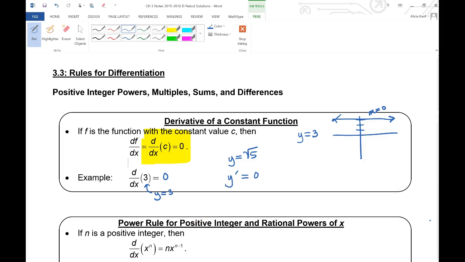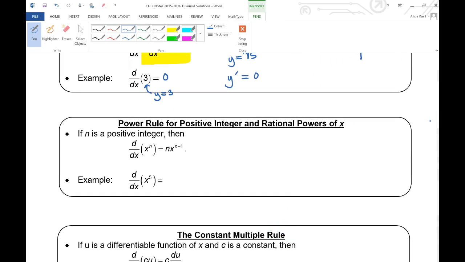Okay? Power rule. This is a big one. This is probably the most commonly used one. It says if we have x to a power, we're going to move the power to the front, so n goes to the front, and then we take one away from the power. Here's our example. We take the derivative of x to the 5th. That becomes 5x to the 4th. Now remember, when we did this before, this would have been a nightmare to try to find the derivative of with the limit.